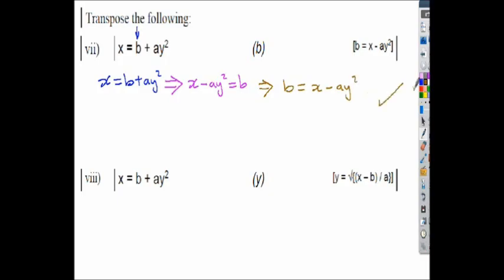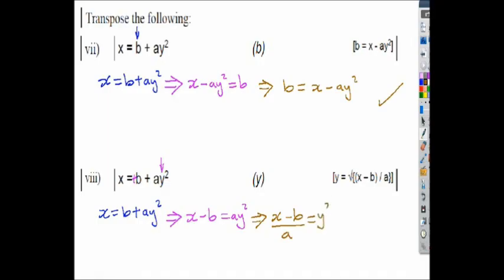That's our solution. In question 8 I'm given the same equation, but this time I need to rearrange it to make y the subject. So this time I'm going to remove b from the right hand side of the equation. Don't forget that b is a positive value here, so I'm going to subtract b from both sides. So x minus b is equal to ay squared. I now need to remove the a from the right hand side of the equation. The a is multiplying the y squared, so I'll divide both sides by a. So x minus b, and notice all divided by a, is equal to y squared.